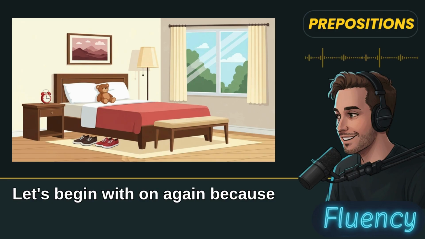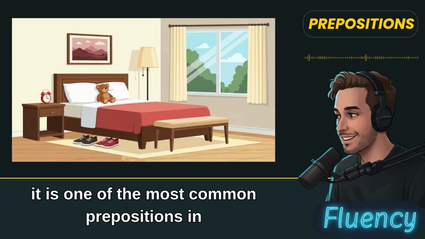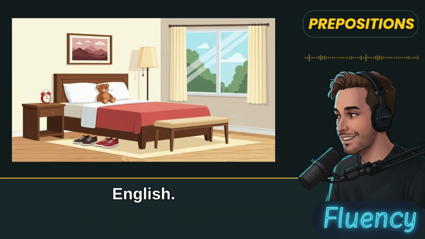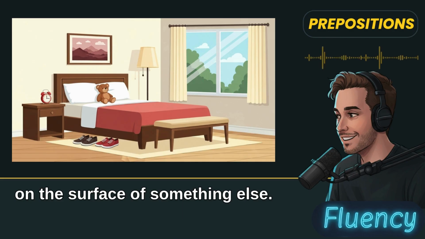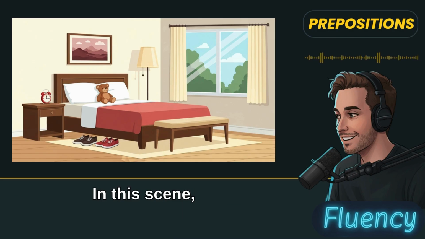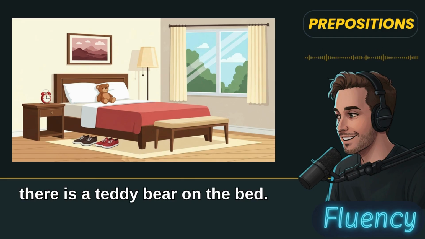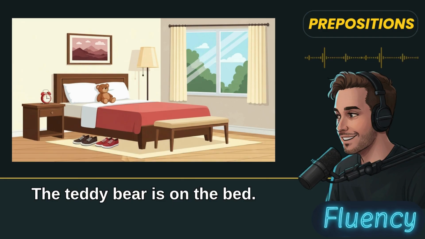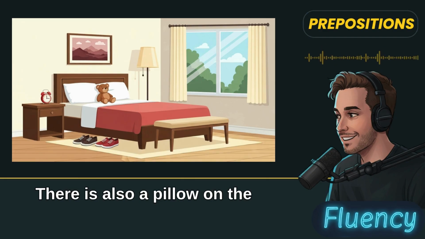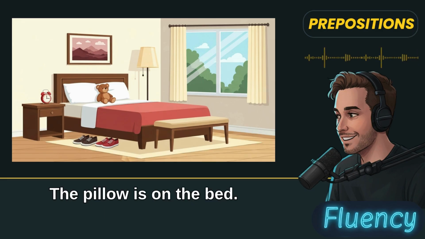Let's begin with on again, because it is one of the most common prepositions in English. We use on when something is resting on the surface of something else. In this scene, there is a teddy bear on the bed. Repeat after me. The teddy bear is on the bed. There is also a pillow on the bed. Repeat. The pillow is on the bed.